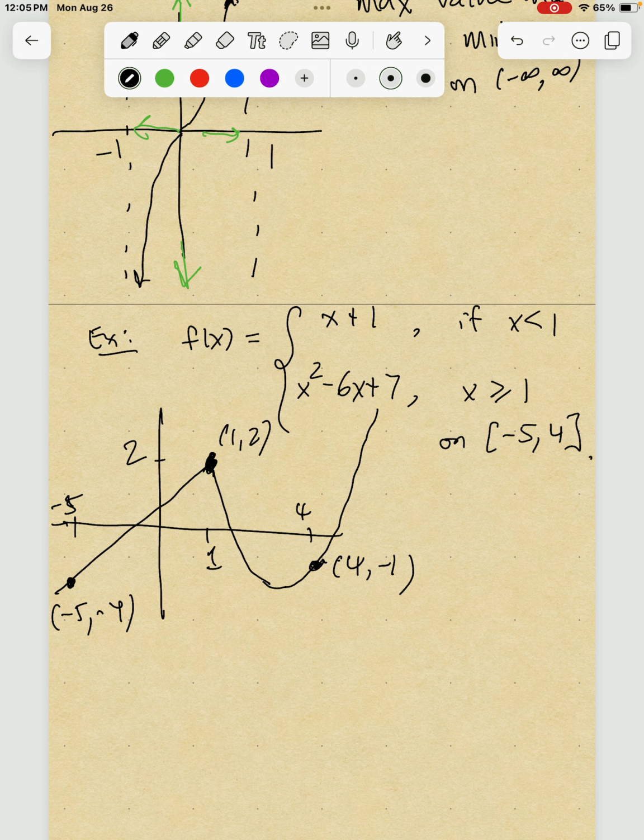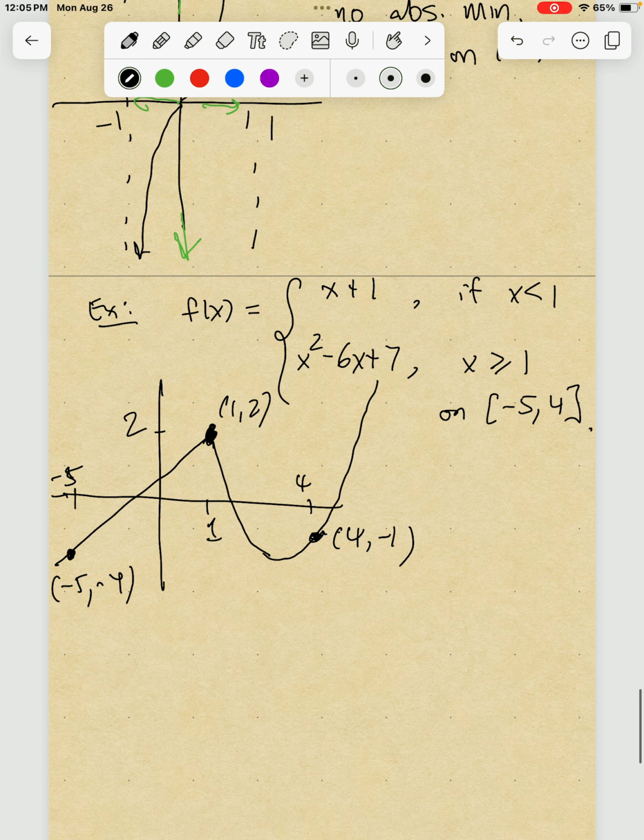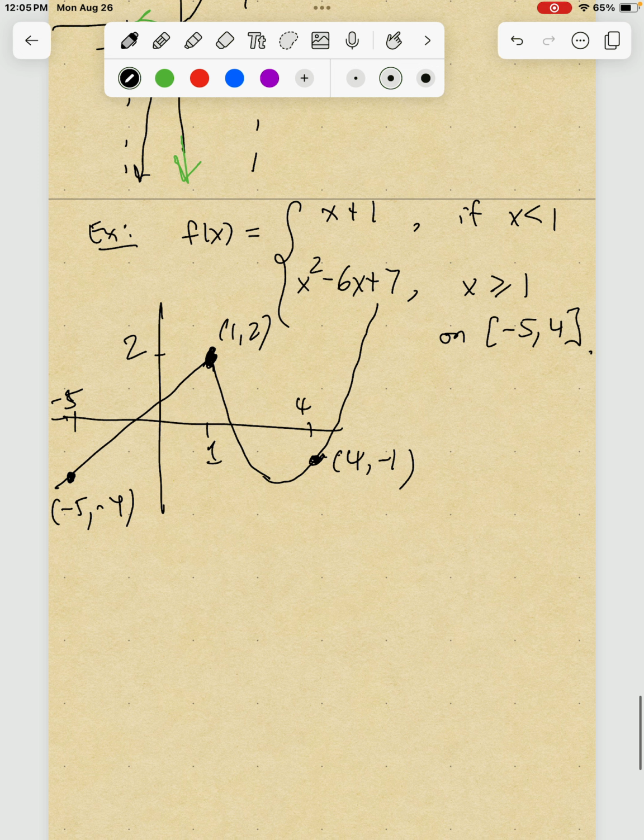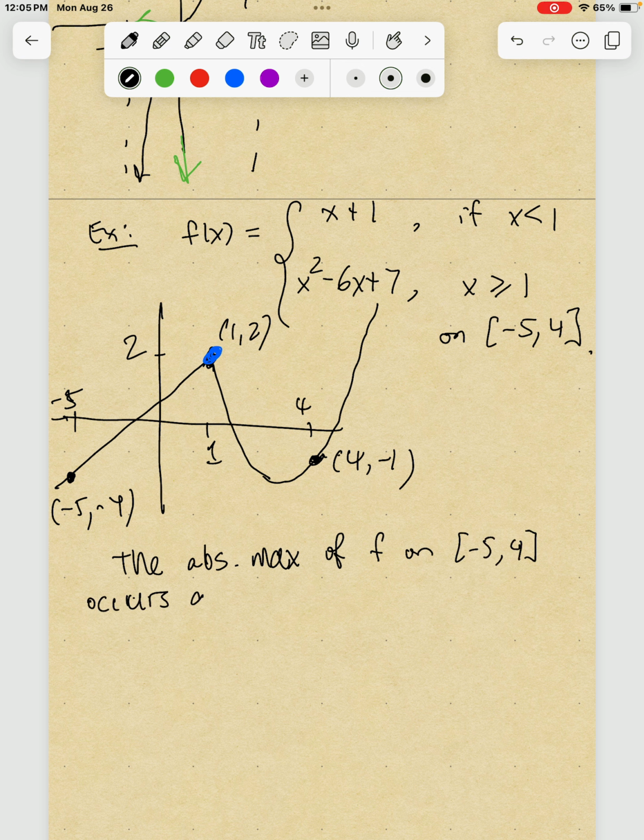Does this have an absolute max or min? Let's think about the absolute maximum value. Is there a biggest y value when x ranges from -5 to 4? Well, it looks like it, right? It's this point here. So the absolute maximum of f on the closed interval from -5 to 4 occurs at x equals 1, and the absolute maximum value is f of 1, which is 2.